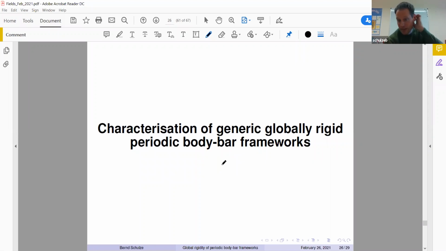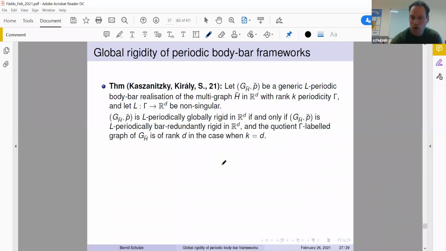So vertex redundant rigidity implies global rigidity for periodic frameworks in all dimensions. And with this, we can now give our combinatorial characterization of periodic globally rigid body-bar frameworks. Okay, so this is again the result we looked at earlier. A periodic generic body-bar framework is globally rigid if and only if it is redundantly rigid, and we have this extra condition that the rank of the quotient graph is D if k is equal to D.